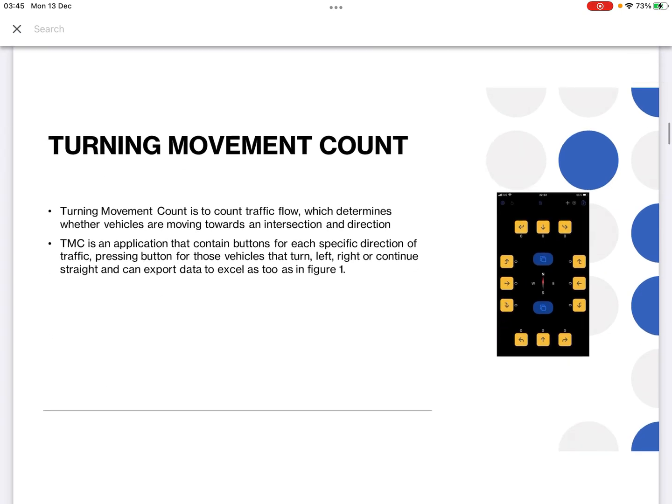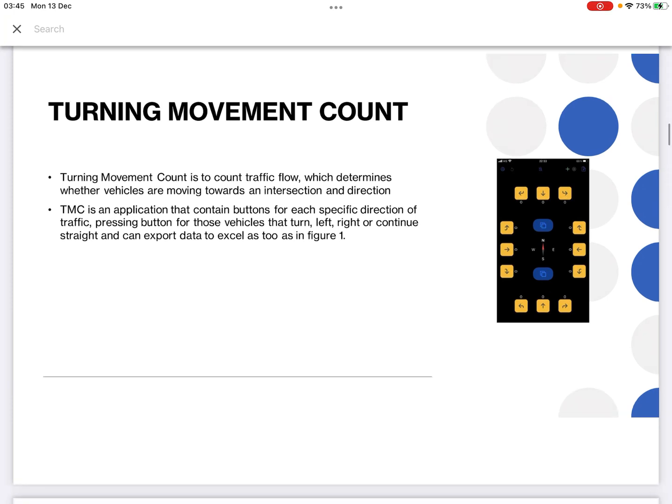Turning movement count is to count traffic flow, which determines whether vehicles are moving toward the intersection. This can be done by the TMC application, which contains a button for each specific movement, and then you can press, like here you can see the buttons here: left, right, straight.